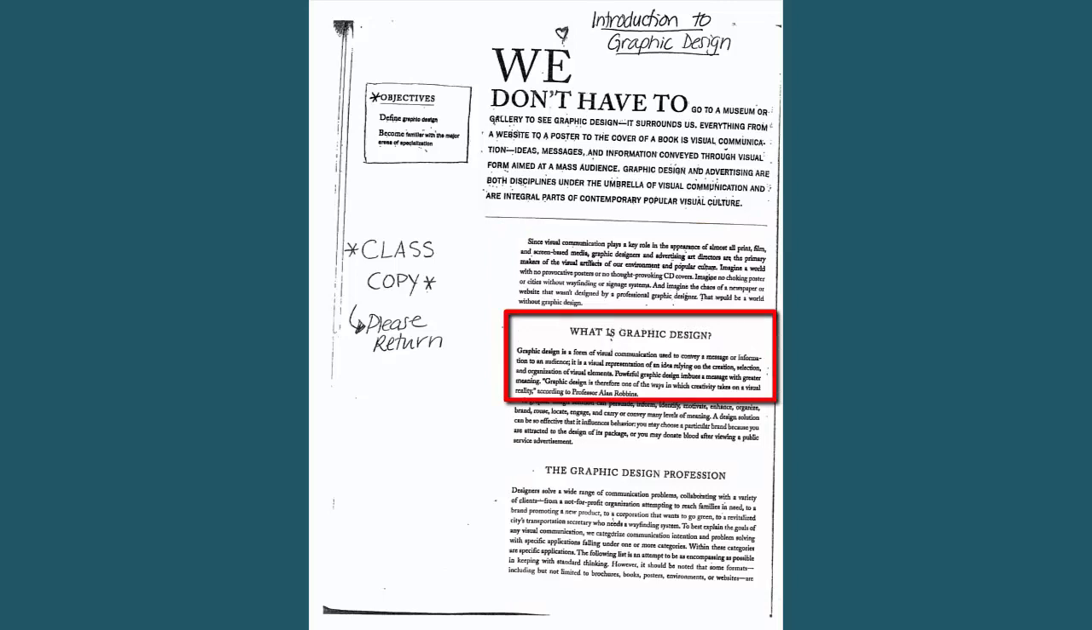What is graphic design? Graphic design is a form of visual communication used to convey a message or information to an audience. It is a visual representation of an idea, relying on the creation, selection, and organization of visual elements. Powerful graphic design imbues a message with greater meaning. Graphic design is therefore one of the ways in which creativity takes on a visual reality, according to Professor Alan Robbins.